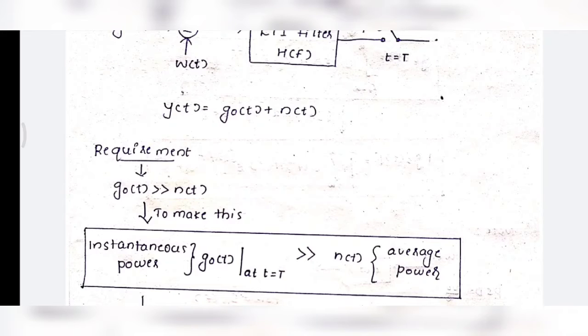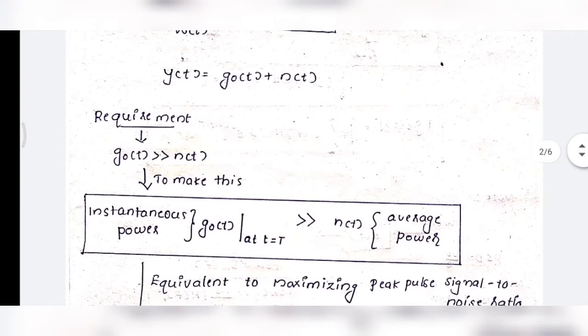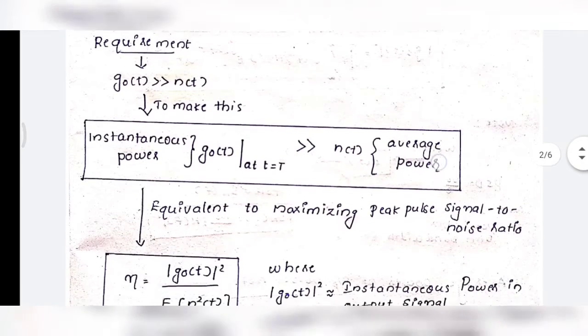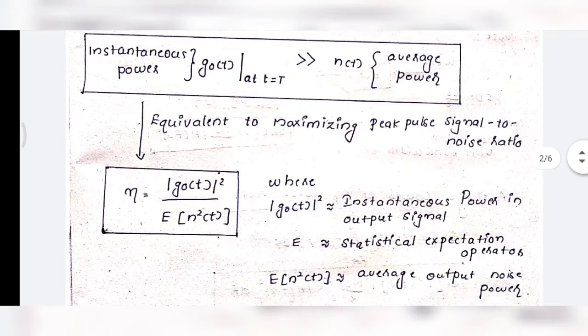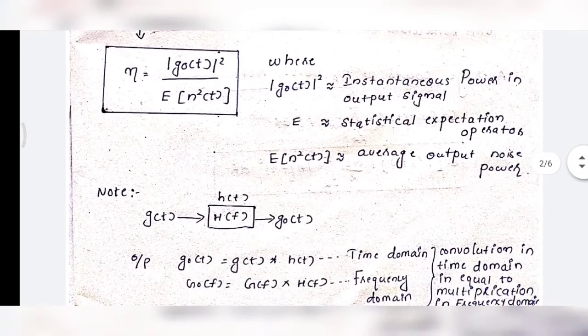greater than the average power of the filtered noise, and this is equivalent to maximizing the peak pulse signal to noise ratio, denoted as eta, and is equal to modulus of g naught T squared by expectation of n squared of t, where modulus of g naught T squared is the instantaneous power in the output signal. E is the statistical expectation operator. Expectation of n squared of t is the average output noise power. In order to maximize the peak pulse signal to noise ratio, we solve eta, that is eta equal to modulus of g naught T squared by expectation of n squared of t.